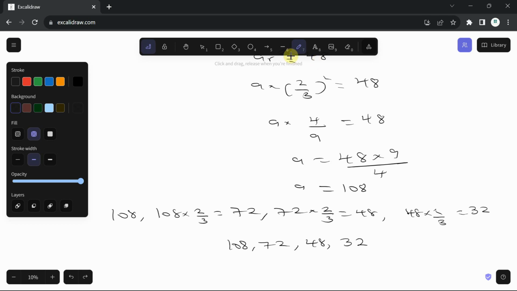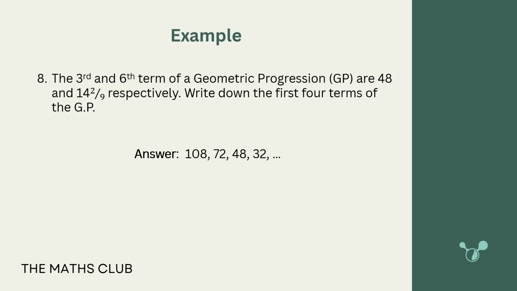Let's see if we are correct. Great. So 108, 72, 48, 32. We're actually done with geometric progression. This is how you solve questions that contain geometric progression. You look at the formula, you look at what's given, and try to make postulations or try to arrive at a solution. In the next video, we'll be looking at the sum of a geometric progression.